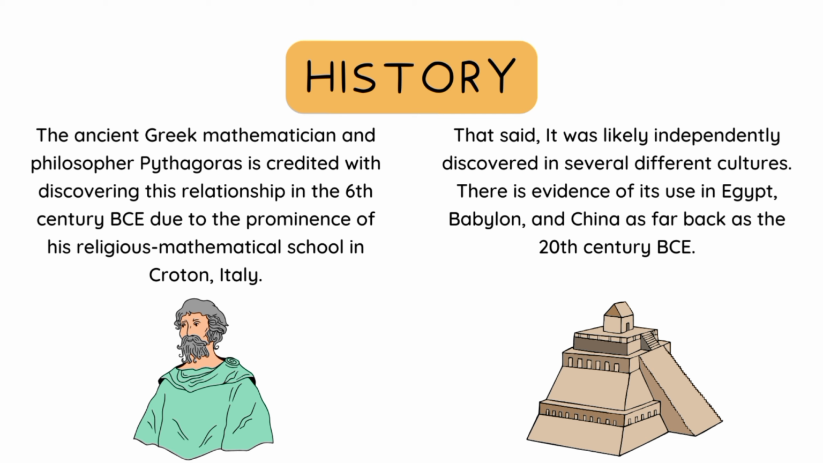Let's talk about history. The ancient Greek mathematician and philosopher Pythagoras is credited with discovering this relationship in the 6th century BCE due to the prominence of his religious mathematical school in Crotone, Italy. That said, it was likely independently discovered in several different cultures. There is evidence of its use in Egypt, Babylon and China as far back as the 20th century BCE.